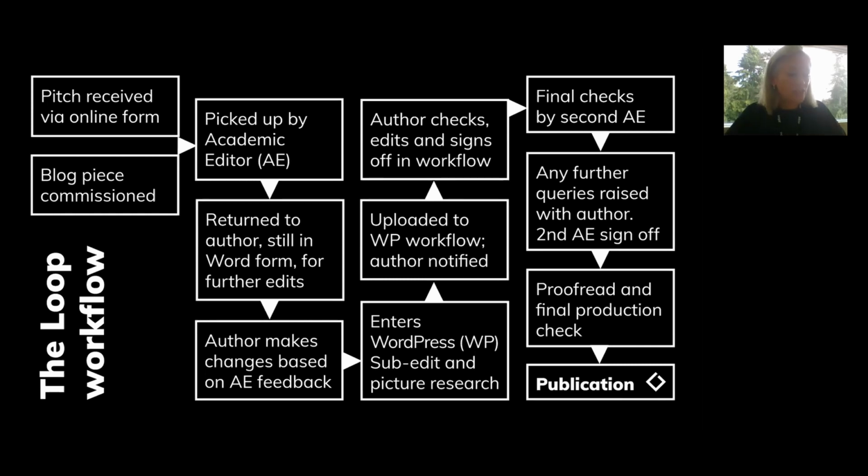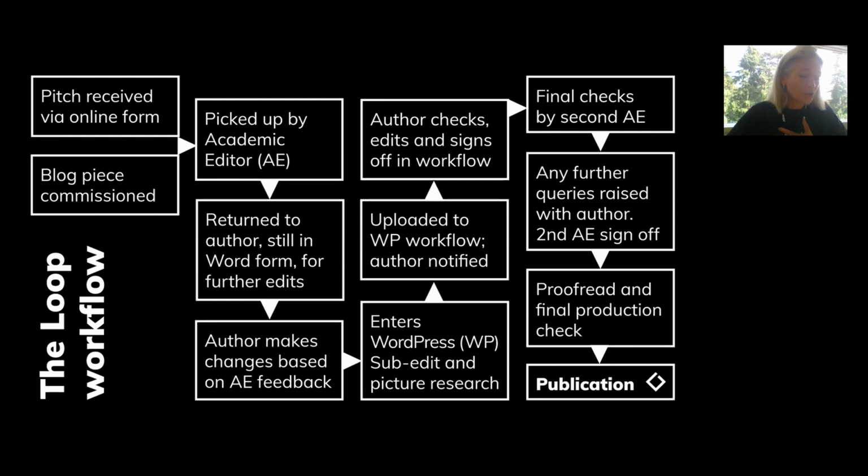Here's a visual representation of the journey your copy will take to publication. Blogs arrive in one of two ways, either via our secure online pitch form, so coming to us organically, or via commission by one of our two academic editors. Once we receive a blog, it is claimed by one of the academic editors. They will perform a first edit in Word and return it to the author with the changes tracked. Authors then add any further amendments of their own in line with academic editor feedback and then email the revised Word file back to us. Very occasionally, we might repeat this step.